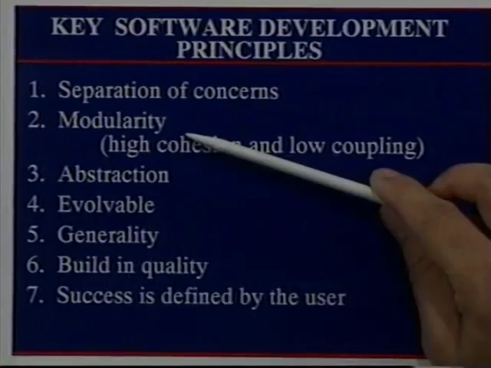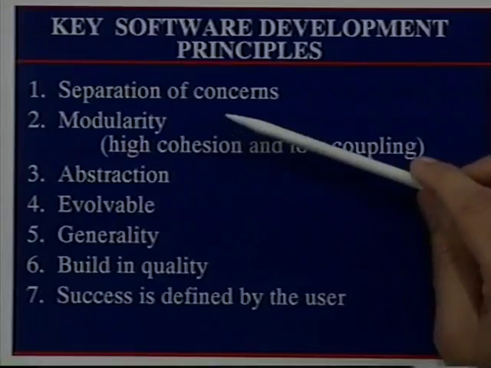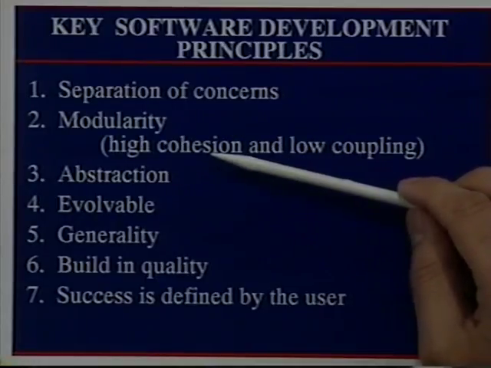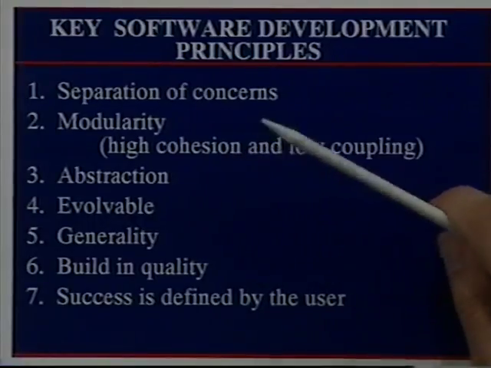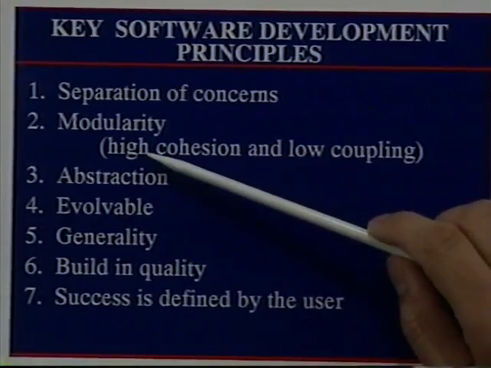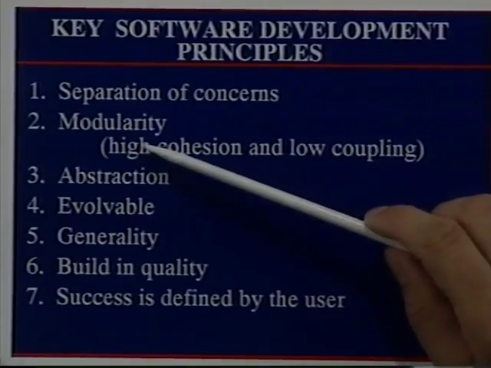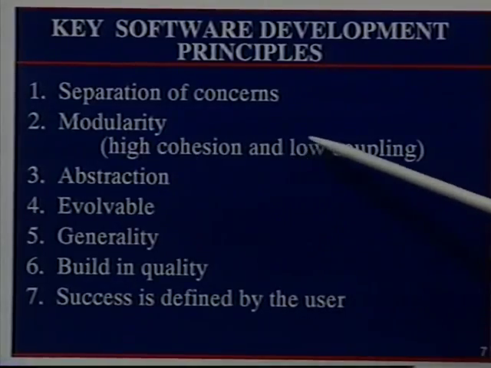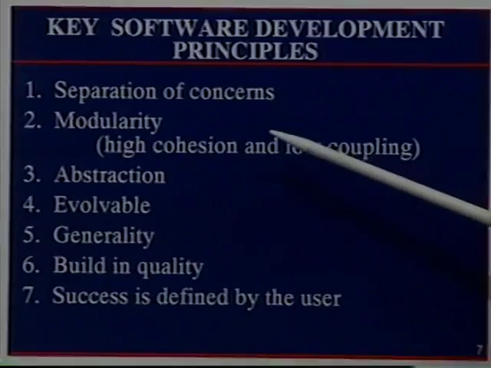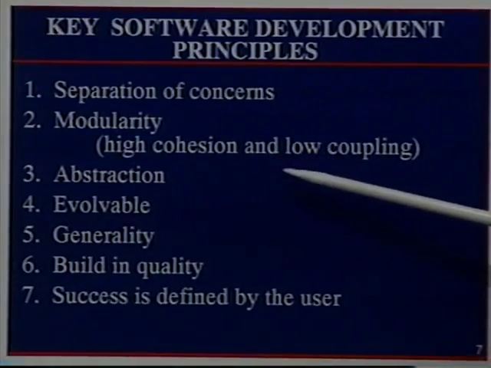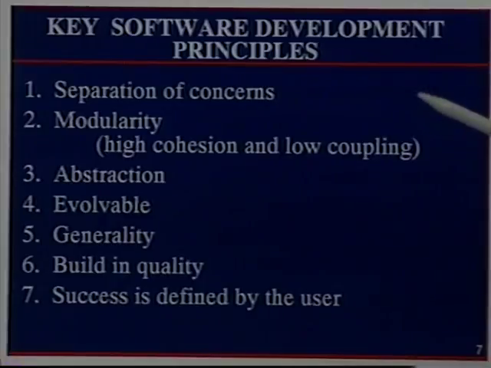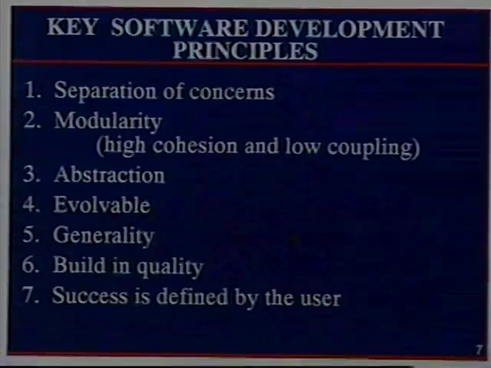And the second aspect is modularity, where you take a complex system and you divide it into a number of pieces called modules. In these modules, we try to make sure that all the elements are related strongly, so that's called high cohesion. Also, these modules should be loosely coupled, where coupling involves the interdependence of various modules. So we want the modules to be highly cohesive and loosely coupled.